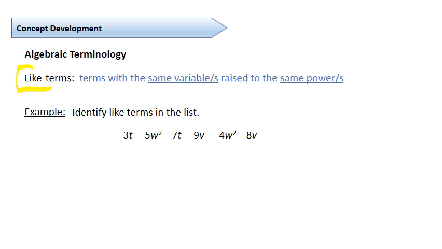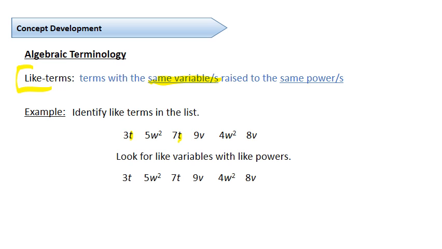So we're going to look at the variables first. So we've got a t here and a t here. So those are like terms. The other two like terms are the w squareds. So we've got 5w squared and 4w squared. Then we've got 9v and 8v because they both have a v in them.